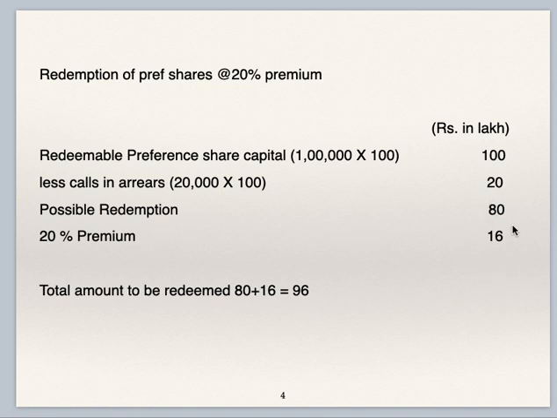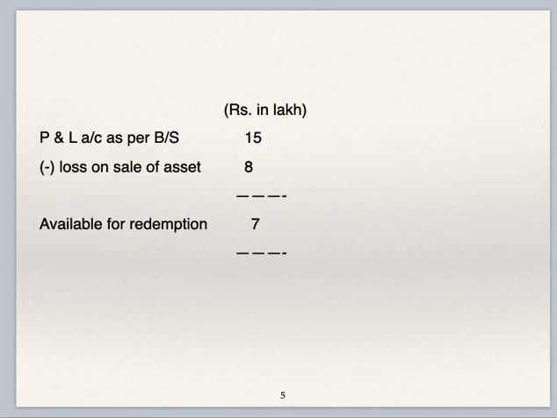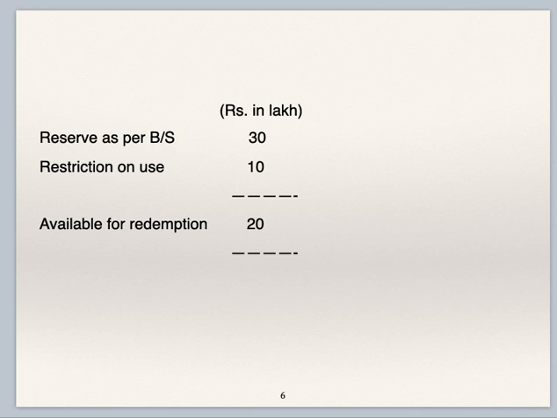Redemption is at 20% premium. So 20% of 80 is 16. Total amount to be redeemed is 80 plus 16, which is equal to 96. Profit and loss account as per balance sheet is 15, which I have already shown you. Loss on sale of asset is 8, 40 minus 32 is 8. So out of profit and loss account, only 7 is available for redemption. Reserve as per balance sheet is 30 lakhs. There is restriction on use of 10 lakhs, they want to keep it after redemption. So from reserve available for redemption is 20 lakhs.